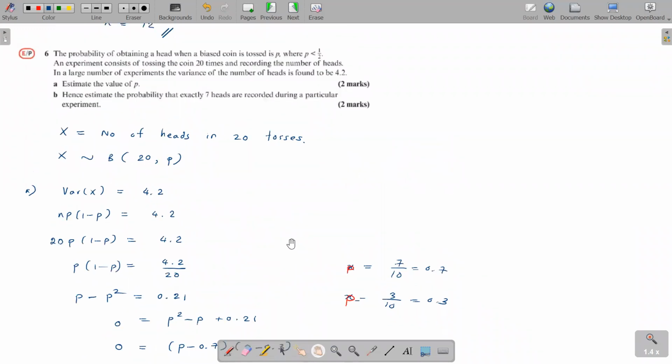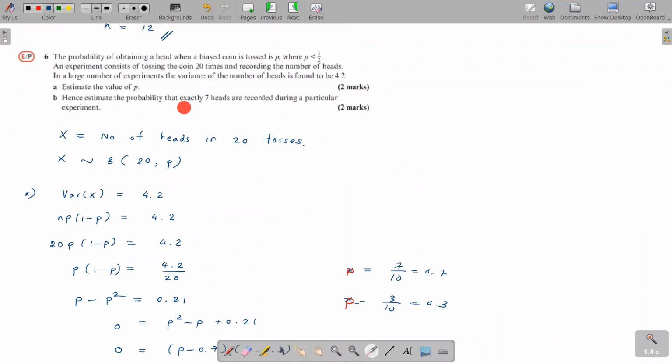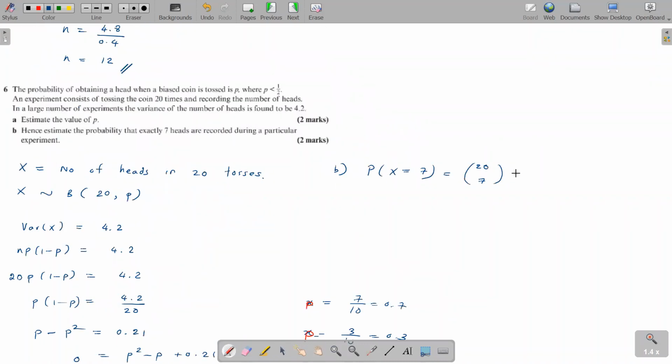Okay, so we'll move on to part B. They say, hence, estimate the probability that exactly 7 heads are recorded during a particular experiment. So how do you find the probability that exactly 7 heads are recorded? You have to get the probability that x is equal to 7. Simply get it by using the binomial formula: nCx, n is 20, x is 7, p to the power x, so 0.3 to the power 7, into 1 minus p, 1 minus 0.3, to the power n minus x, 20 minus 7.